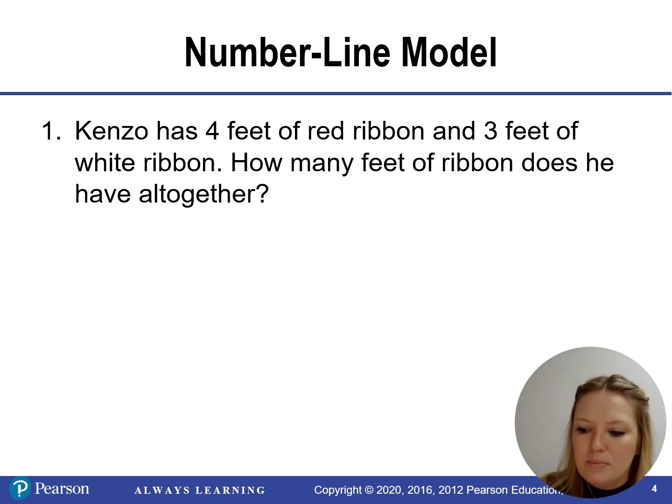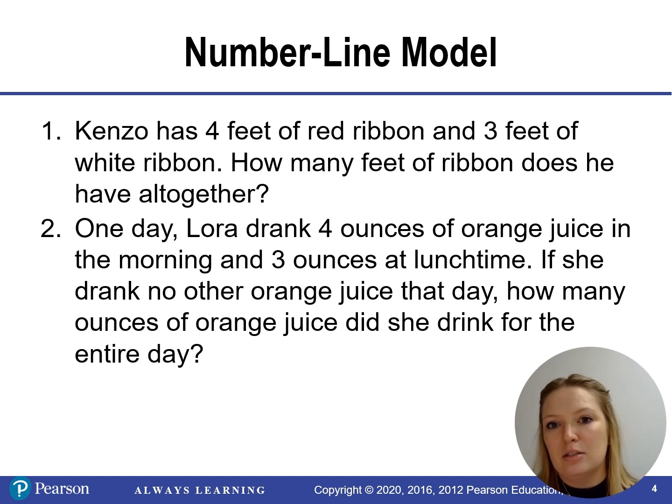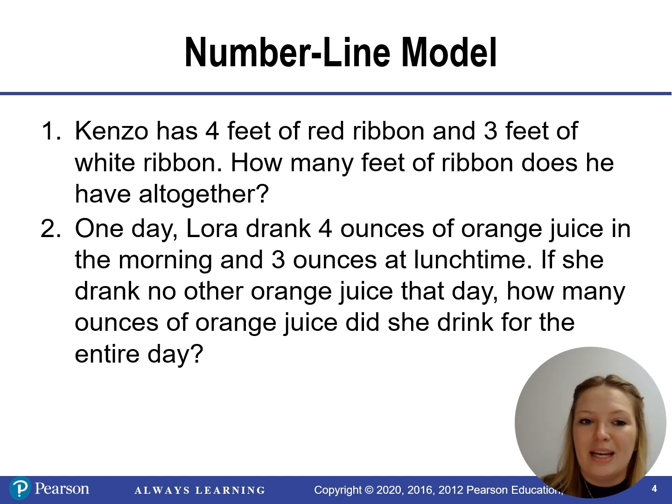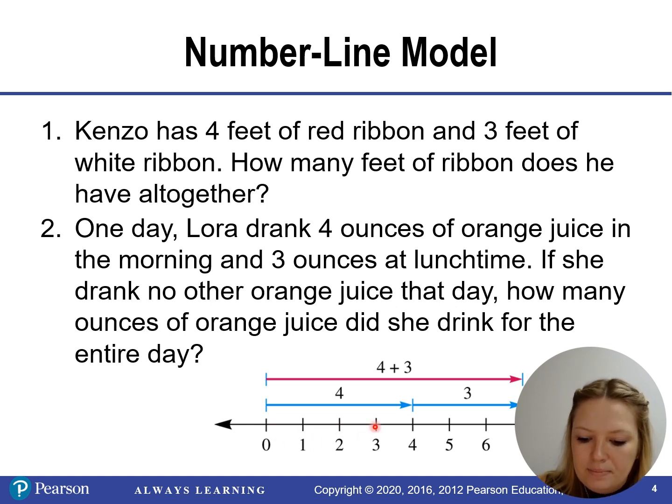Another example when we might want to use a number line model might be: Laura drank 4 ounces of orange juice in the morning and 3 ounces at lunchtime. If she drank no other orange juice that day, how many ounces of orange juice did she drink for the day? The way we could model this on a number line is by marking our number line with uniform lengths of 1, and then labeling our length of 4.